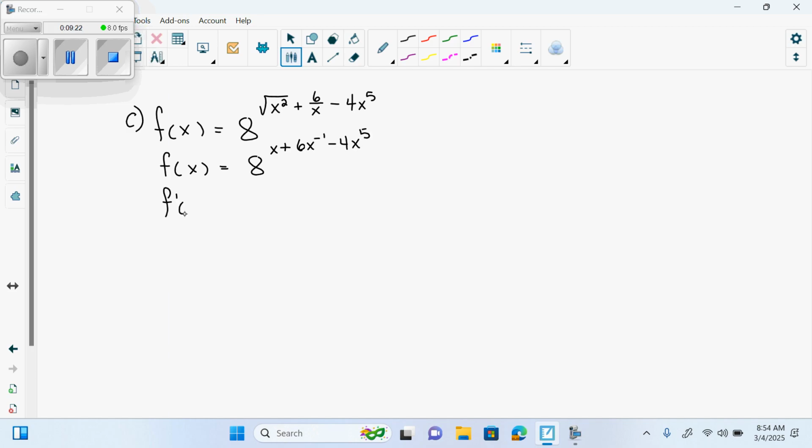So f prime of x is going to be: rewrite it. I could leave it as the beginning if I wanted to, or like this. It doesn't really matter, right? And then ln of the base, ln of 8, and then the derivative of the exponent is 1 minus 6x to the negative 2 minus 20x to the 4. All right.